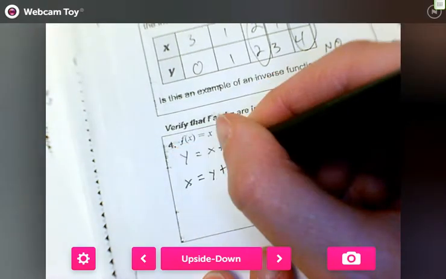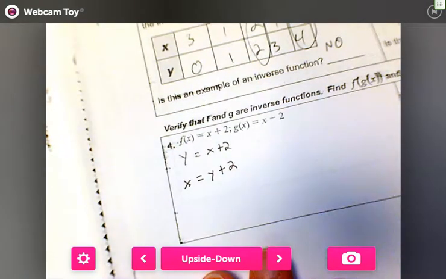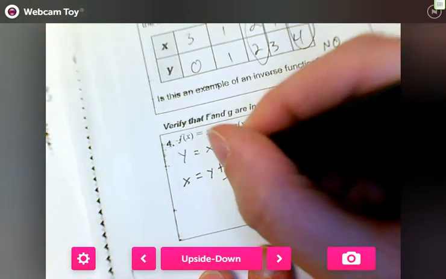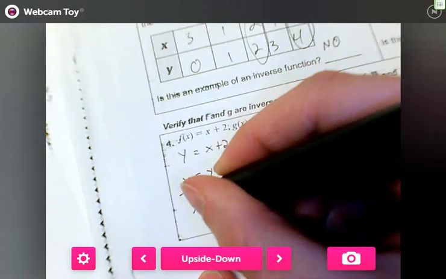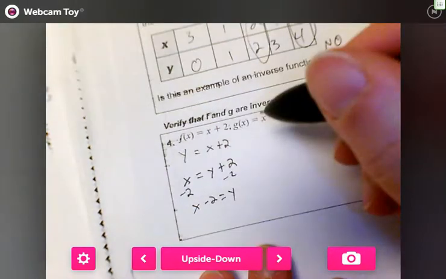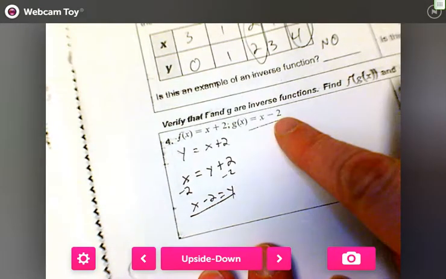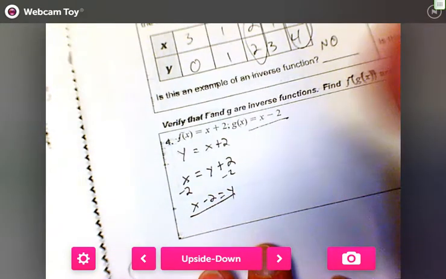Now I want to get y all by itself. What am I going to do to get y by itself? Subtract 2. Minus 2. So x minus 2 equals y. Is that this? Are those the same? No. That says x minus 2. Does that say x minus 2? I'm sorry. So then that is an inverse.